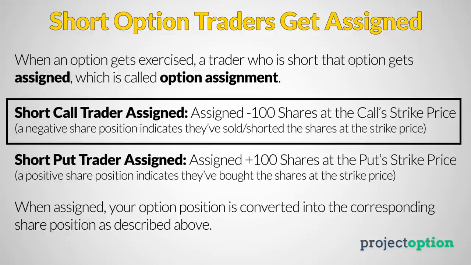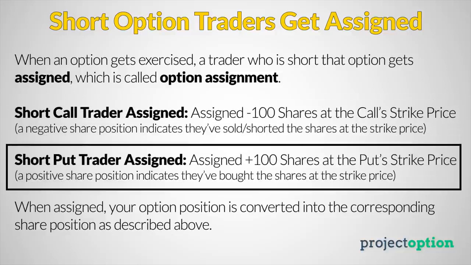For put options, if I exercise my put option, I sell 100 shares of stock at the put strike price, and I no longer have the option. So I just have my short stock position if I didn't have any shares, or if I already had 100 shares and I exercise my put, I effectively sell my 100 shares at the put's strike price.